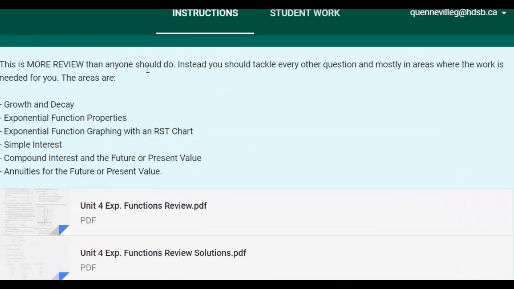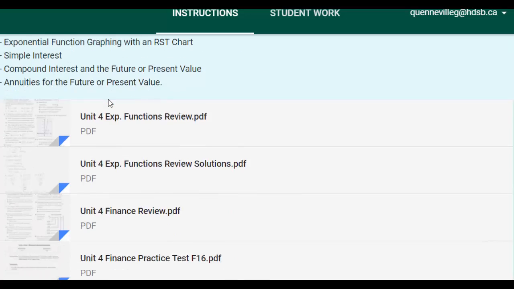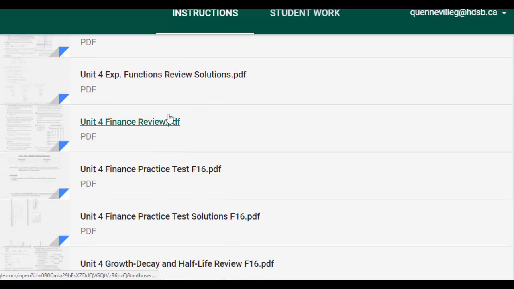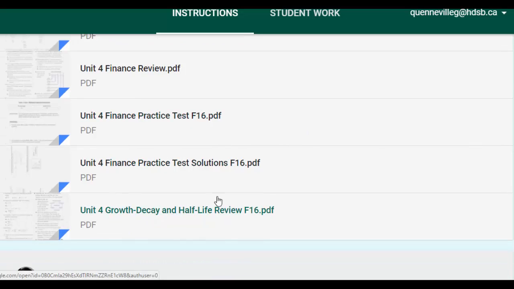It's been broken down. You've got growth and decay, exponential function properties, graphing exponential functions, simple interest, compound interest, and then annuities. You can pick and choose where you need the work. So you'll even see exponential functions review with full solutions. There's finance review with solutions. There's even a practice test, which is an old test. There's solutions, and even the old worksheet on growth and decay with half-life. So you have to aim maybe to do 50% of this, but targeting areas where you need the work. You know yourself, everybody's different with their needs for math, so just target it to suit yourself.